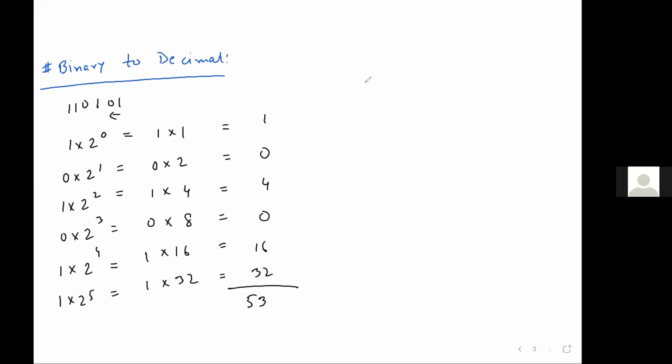All right, so 53. So sum up your 110101 binary. If you convert to decimal, you get 53 in plain base. So up to this, I know it is okay.